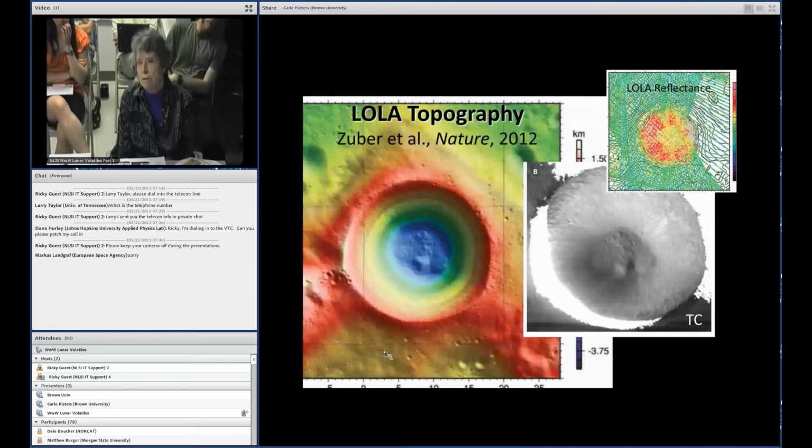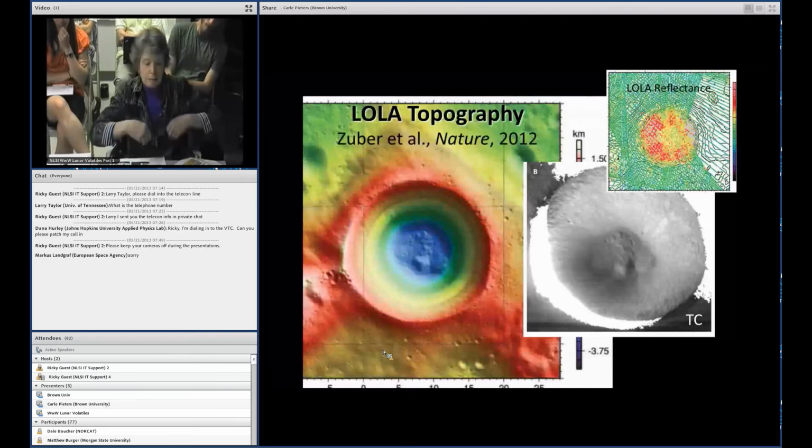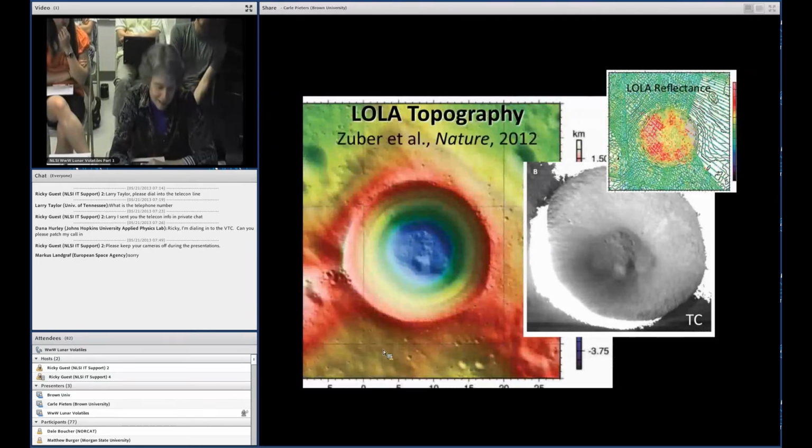And what LOLA was also able to obtain with the measurement of the reflected radiation is an albedo measurement, and it's essentially similar to what was seen in the terrain camera, namely the floor is darker than the walls, and the walls are relatively bright. But no ice skating rinks, even though it's one of the most beautifully permanently shadowed areas.